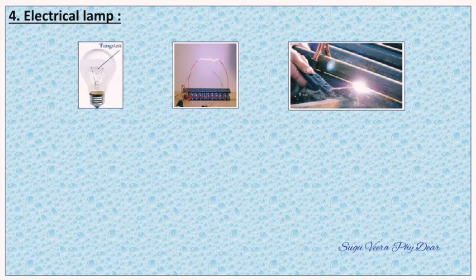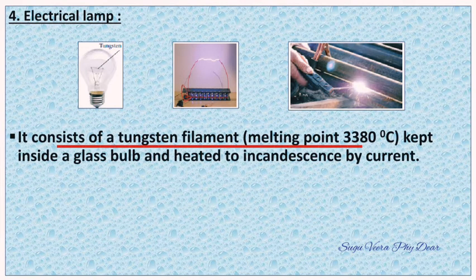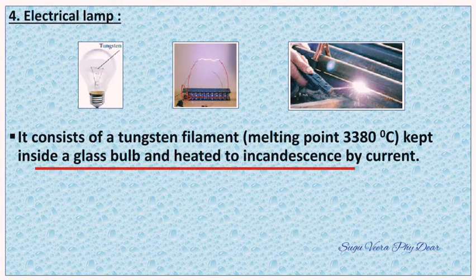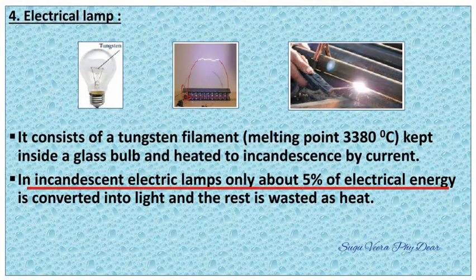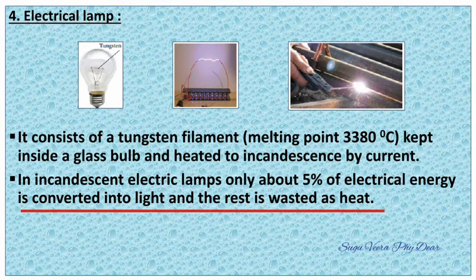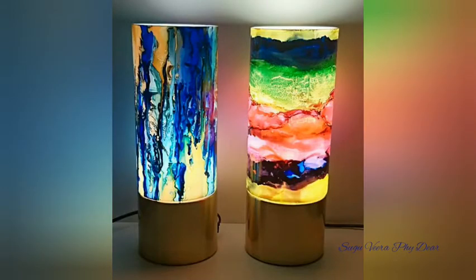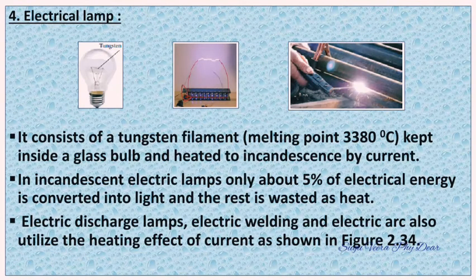Early people used candles and oil lamps for light. It consists of a tungsten filament, melting point 3380 degrees Celsius, kept inside a glass bulb and heated to incandescence by current. In an incandescent electric lamp, only about 5% of electrical energy is converted into light, and the rest is wasted. Electric discharge lamp, electric welding and electric arc also utilize the heating effect of current.